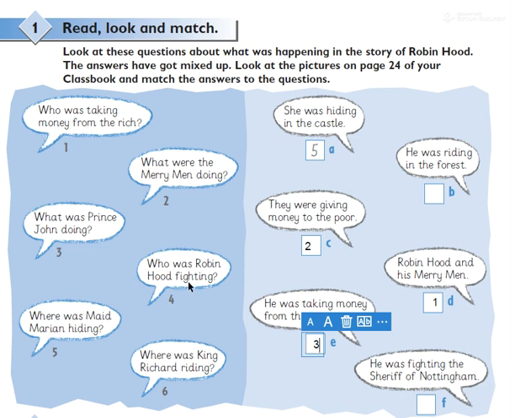Excellent. Who was Robin Hood fighting? Okay, fight. What is the meaning of fight؟ F-I-G-H-T بحذف ال ing تصبح fight يقاتل يحارب يشاجر. He was fighting the Sheriff of Nottingham. So this number 4. Okay, number 5 is done. Where was Maid Marian hiding? She was hiding in the castle. Castle means حصن القلعة. Okay, number 6, where was King Richard riding? He was riding in the forest, so number B will be 6.